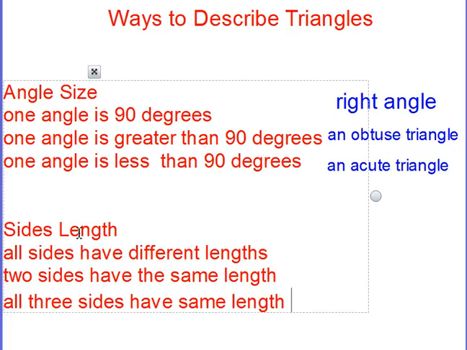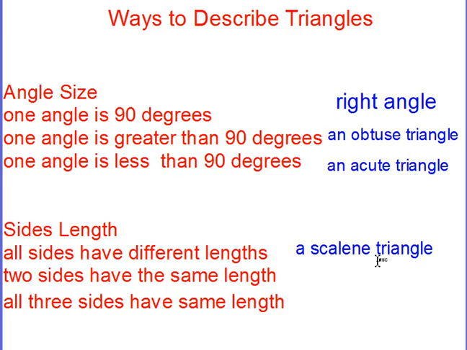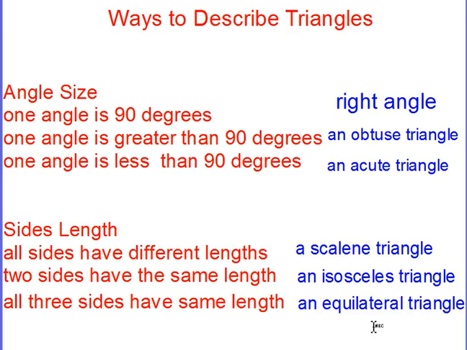For the sides, if all sides have different lengths, so they're all different, that is called a scalene triangle. If two sides have the same length, that's an isosceles triangle. And if three sides have the same length, that is an equilateral. That's probably the easiest one because equal means same. Make sure you have all these in your notes. These are what you're going to use to play the game Guess My Triangle and describe your triangles.